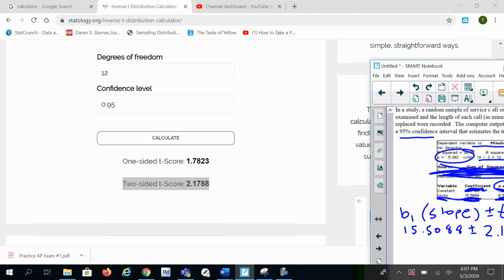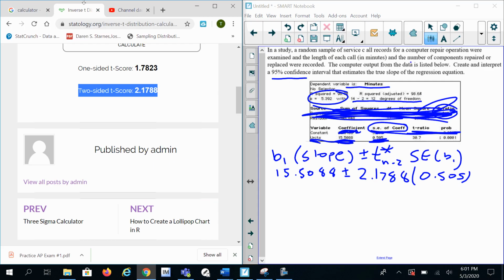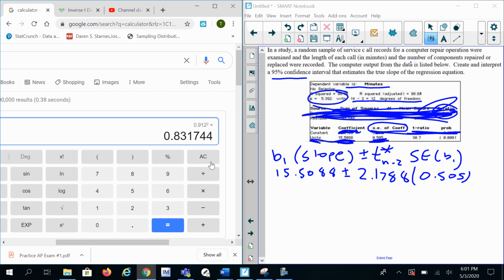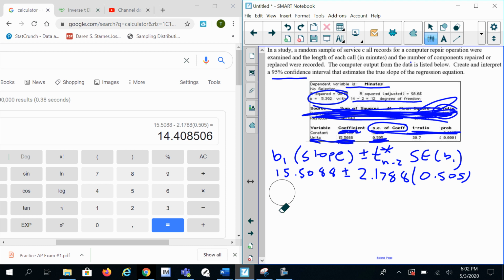So at this point, all I have to do is type it in my calculator. So let's do it. Do 15.5088 minus 2.1788 times 0.505. So our lower is going to be 14.409. I don't know why the eraser is there, 14.409.